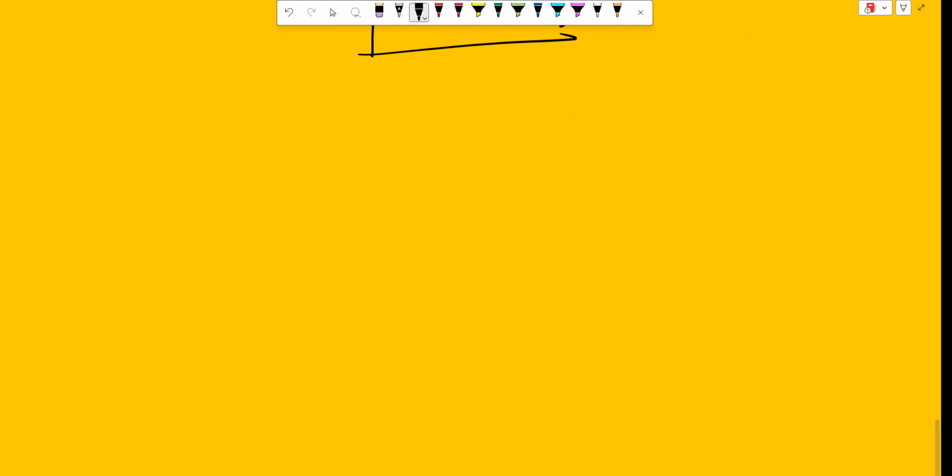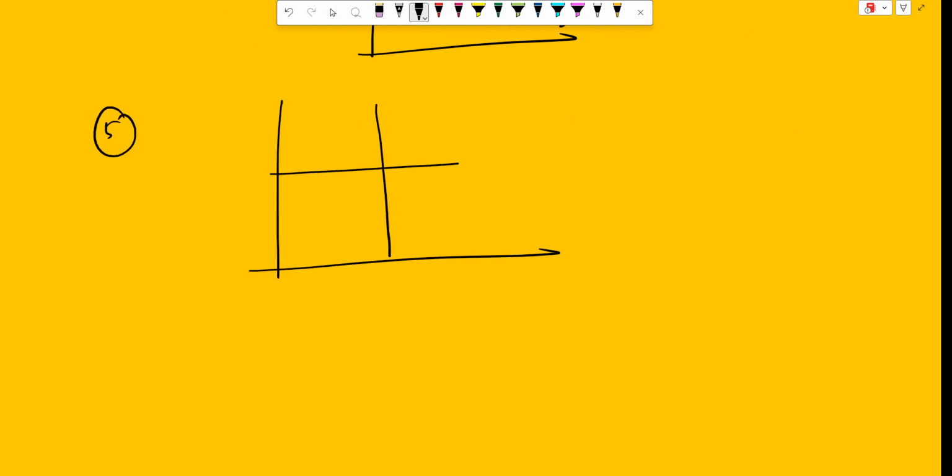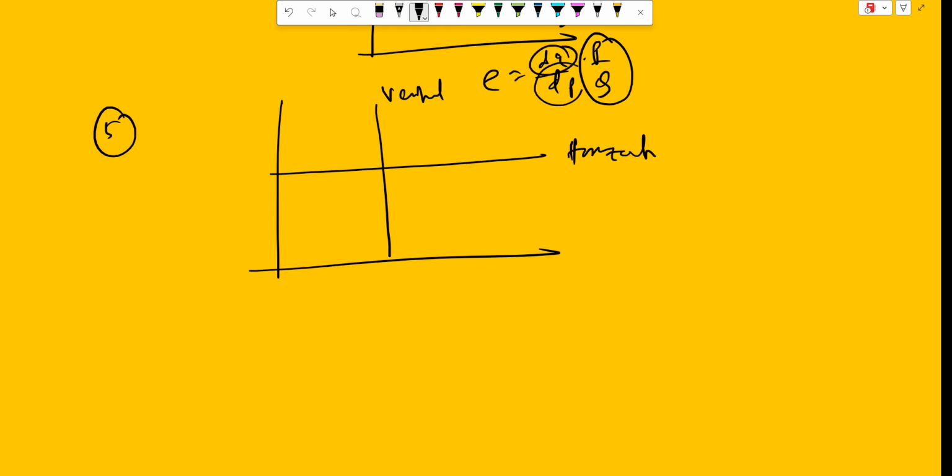Now there is a special case, which you will see very often: the vertical demand curve and the horizontal demand curve. This is the vertical and this is the horizontal one. So in this case, E equal to dQ by dP into P by Q, and two of these things are unchanged, so only this part or that part. In this case, what is not changing? P is fixed, so the P part is not changing. So dQ by 0 into P by Q, so this is infinitely elastic and this is zero elastic.